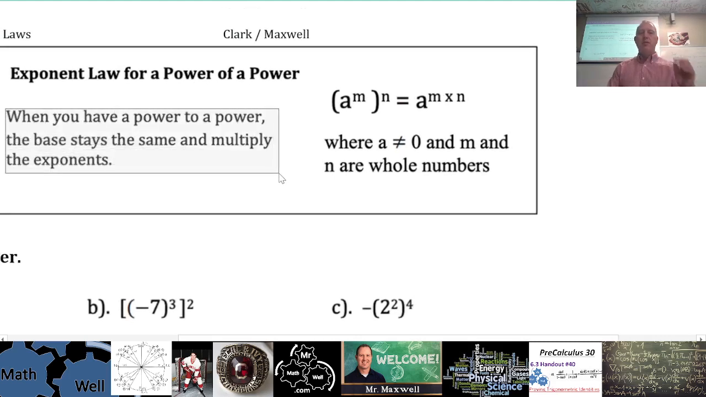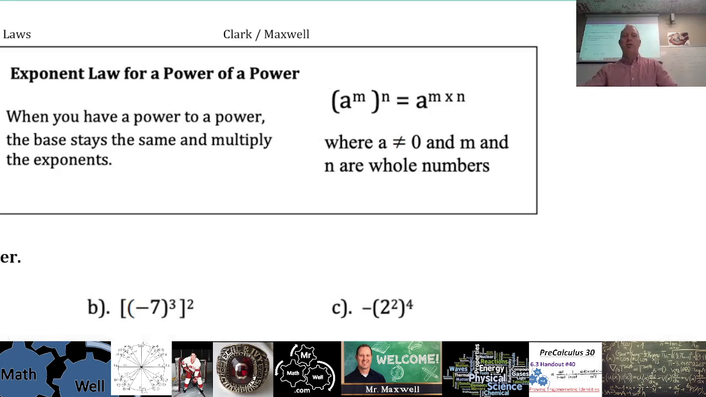When you have a power to a power, and remember, you just have one base shown and 2 exponents. Okay, a power raised to a power, power of a power. When you have this case, the base stays the same and you multiply the exponents. As always, the base can't be 0. We run into mathematical problems when the base is 0. But a power raised to a power, you multiply.